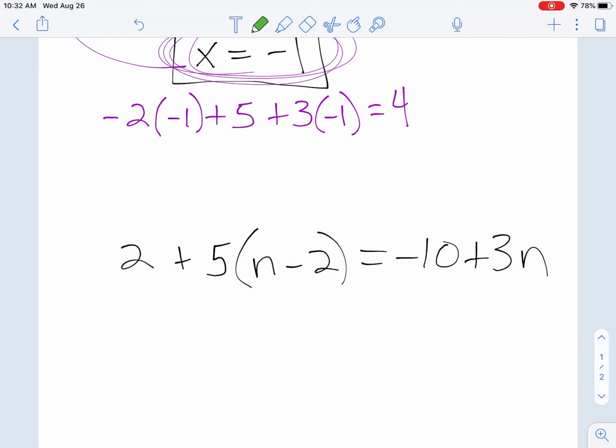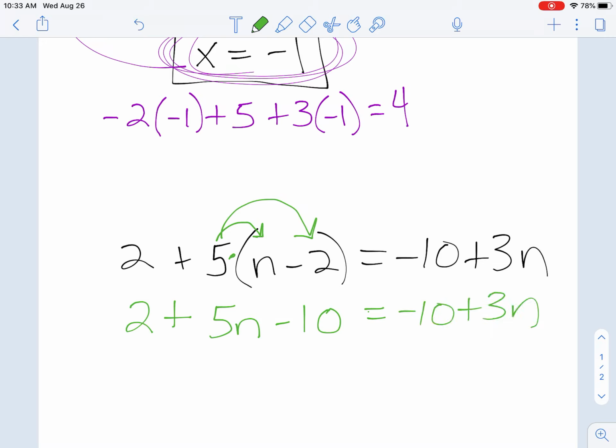In order to start simplifying, we have to get rid of those parentheses first by distributing that 5. When we distribute that 5, we're multiplying the 5 with everything in the parentheses. So 5 times n is 5n. 5 times -2, so a positive 5 times -2, is -10. Now I haven't used this 2 in front yet, so I'm just going to bring down the 2 plus 5n, which is positive because it's a positive 5 times a positive n. Then I'm going to bring down my -10 plus 3n.